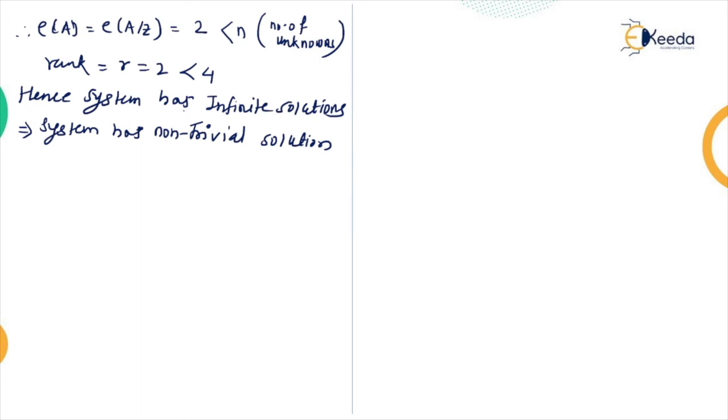Now the very interesting thing here is, if the rank is less than the number of unknowns, then you have to choose a number of parameters. There is a formula: the number of parameters is equal to n minus r. So 4 minus 2 is equal to 2. Two parameters are allowed.